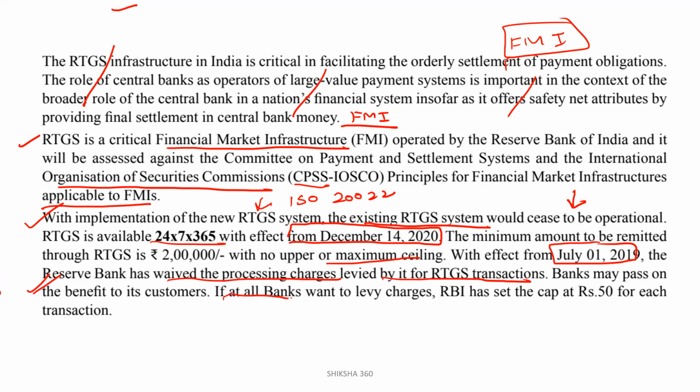If at all the banks want to levy charges, RBI has set the cap at rupees 50 for each transaction. How much will banks charge for the RTGS? That is rupees 50. If the RTGS is of less amount, less charges will be deducted. Rupees 50 is the maximum. So you have to remember this point. Now move to the next point.